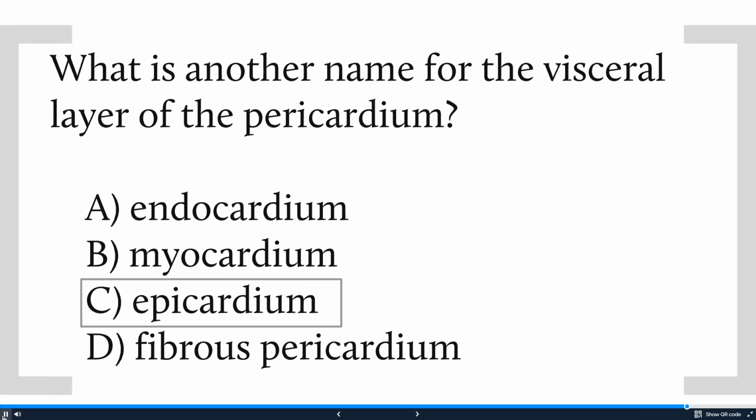Again, the outer layer of the wall of the heart is called the epicardium, which is really just another name for the visceral layer of the pericardium. The other choices here, endocardium and myocardium, are other parts of the wall of the heart, and the fibrous pericardium is the outer layer of the pericardium, which is a dense, irregular connective tissue helping to anchor the heart and the pericardium in place.